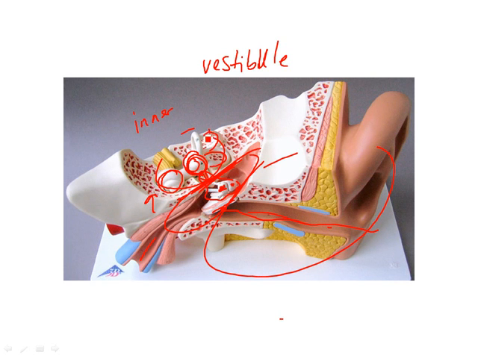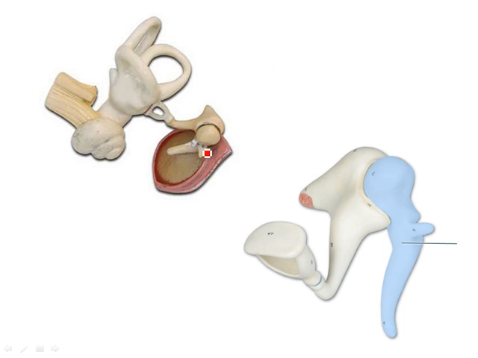Then you have these 3 semicircular canals. Now I think I have a better picture of that. Let me see. Yeah, I do. Okay, so here's your tympanic membrane. Here are your 3 ossicles. So this is going to be the malleus. This is going to be the incus. This is going to be the stapes.